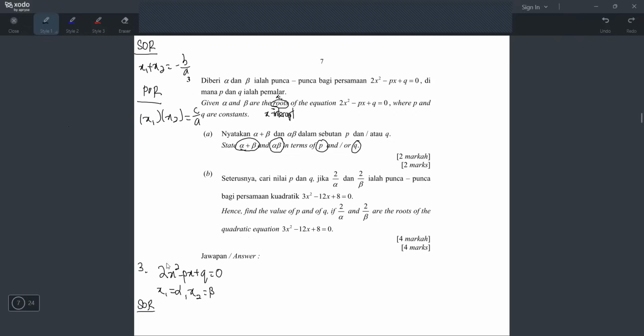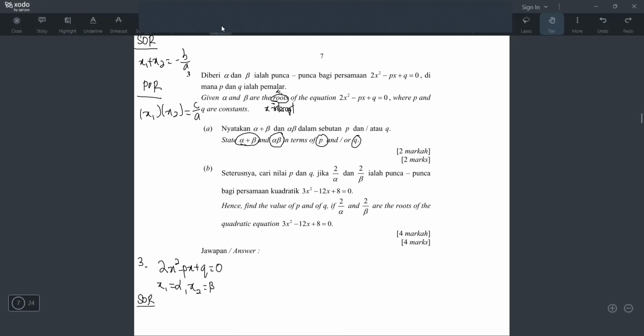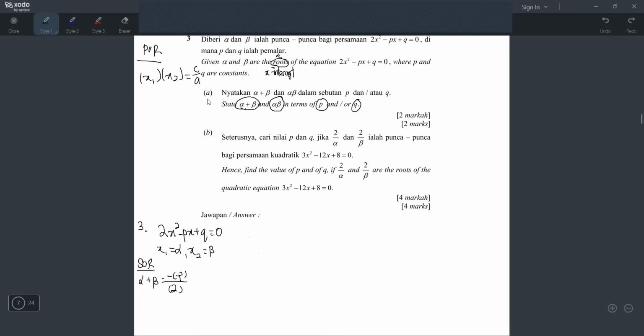But before you use it, make sure your equation is in general form first. This one is already in general form. So what is the sum formula? X1 plus X2 equals negative B over A. So just write it down: alpha plus beta equals negative B over A. What is the B and what is the A? The B is negative P, the A is 2. So you will get alpha plus beta equals negative, negative becomes positive, so positive P over 2. This is your first answer.